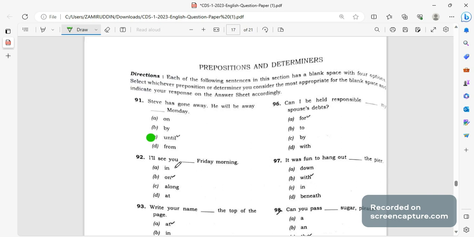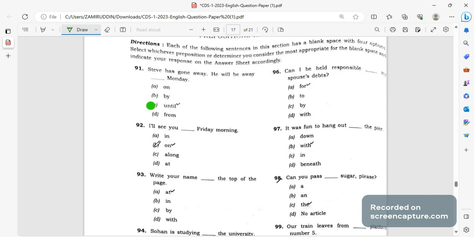I'll see you on Friday morning. On Friday morning. In Friday morning won't be the right answer. On Friday morning को हम देखेंगे. I'll see you. मैं Friday morning को तुम्हें देखूंगी. Steve has gone away. He will be away until Monday, and I'll see you on Monday morning. Write your name at the top. At the top of the page. पेज के ऊपर पर लिखो.